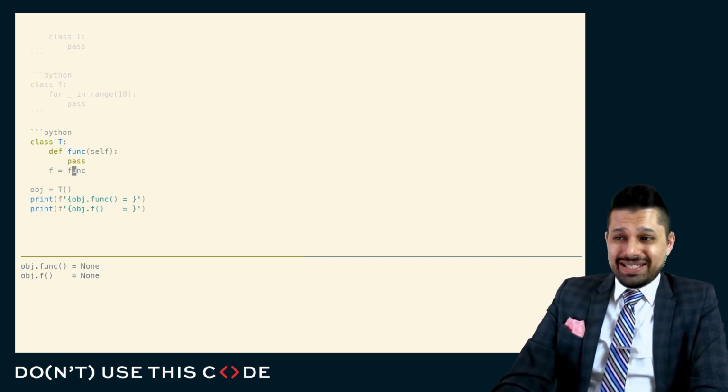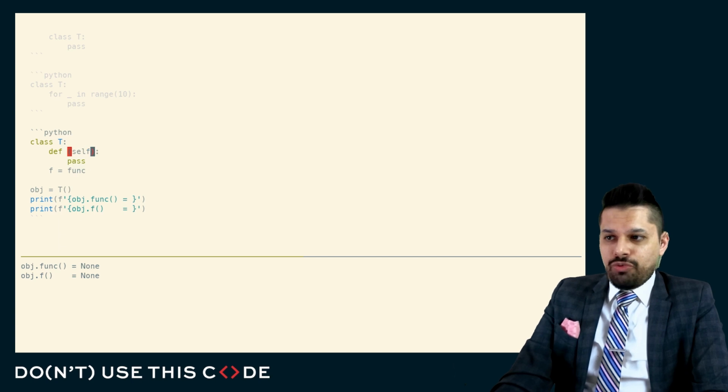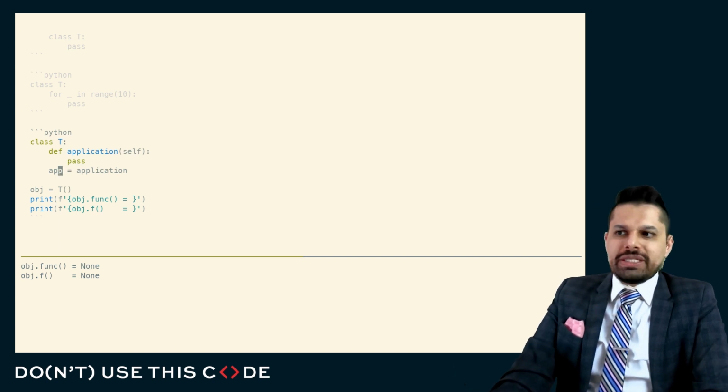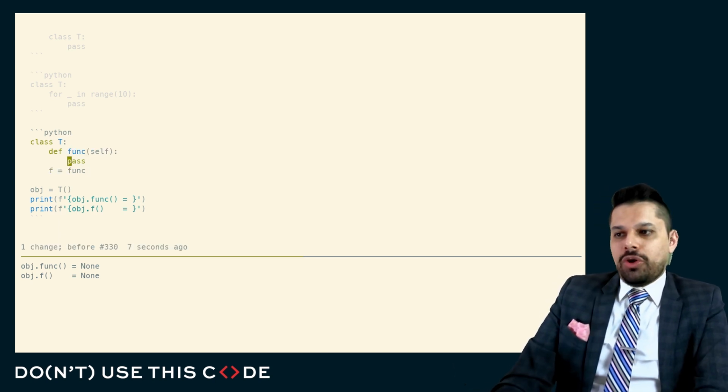I can do things like assignments. This is a very common pattern. I have a function. I want to give it 2 names. Maybe this is a really long name like application, and I want to say, app is short for application. So I can do little tricks like that. And it's very common for me to do some kind of executable code in this class body.